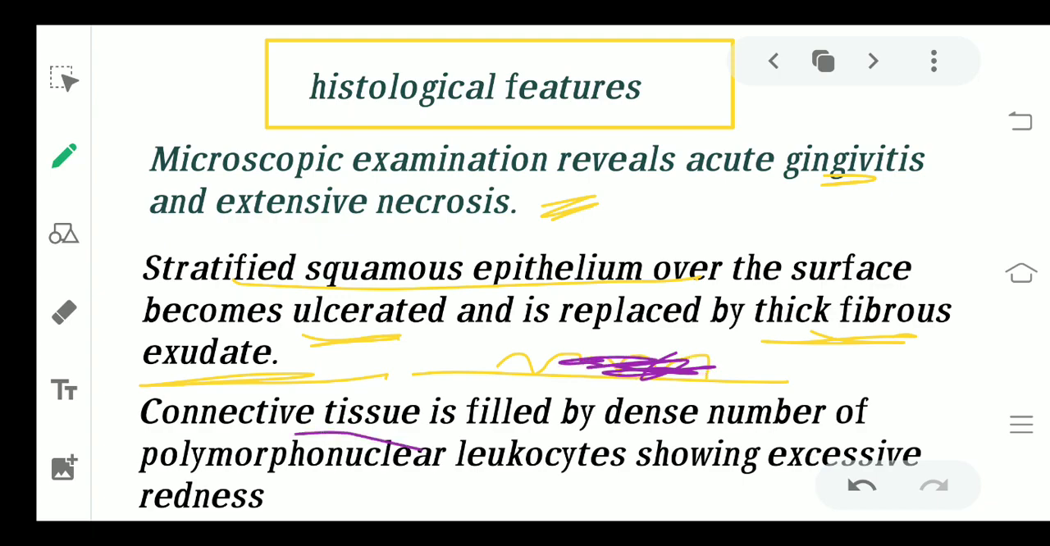Moving ahead with the connective tissue. Connective tissue is usually filled by polymorphonuclear leukocytes. Now there will be polymorphonuclear leukocytes which will be very densely arranged in the connective tissue layer, okay? In the connective tissue layer, the polymorphonuclear leukocytes will be extensively or densely arranged, due to which excessive redness will be seen, okay? Excessive redness will be seen in this condition.